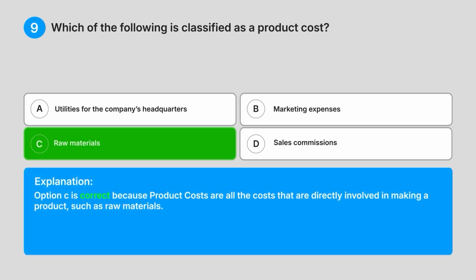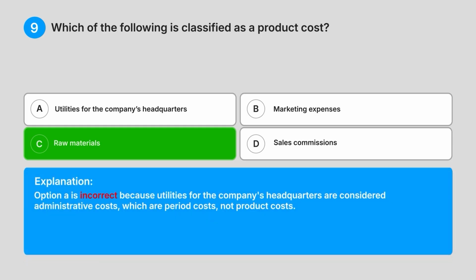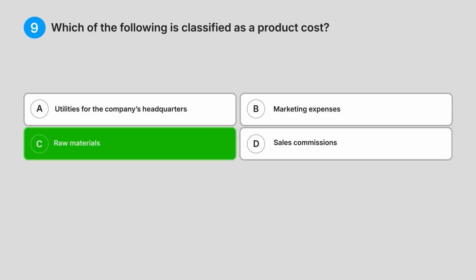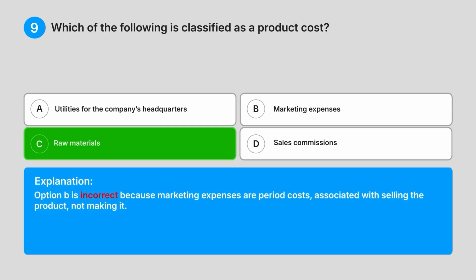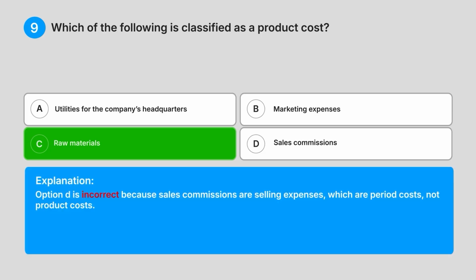Explanation: option C is correct because product costs are all the costs that are directly involved in making a product, such as raw materials. Option A is incorrect because utilities for the company's headquarters are considered administrative costs, which are period costs, not product costs. Option B is incorrect because marketing expenses are period costs associated with selling the product, not making it. Option D is incorrect because sales commissions are selling expenses, which are period costs, not product costs.